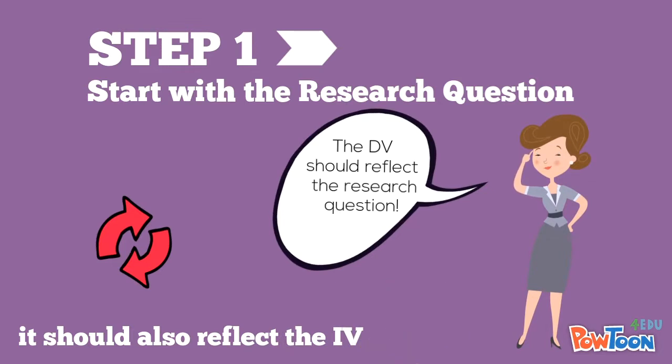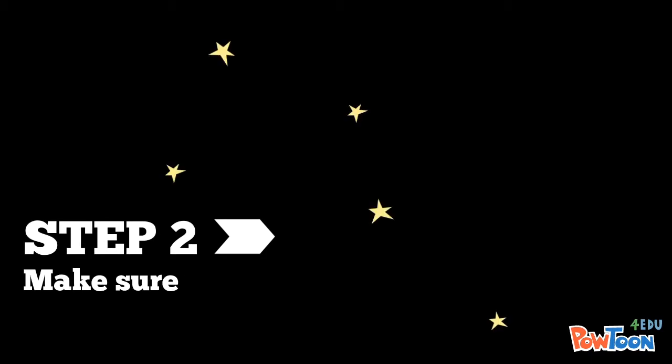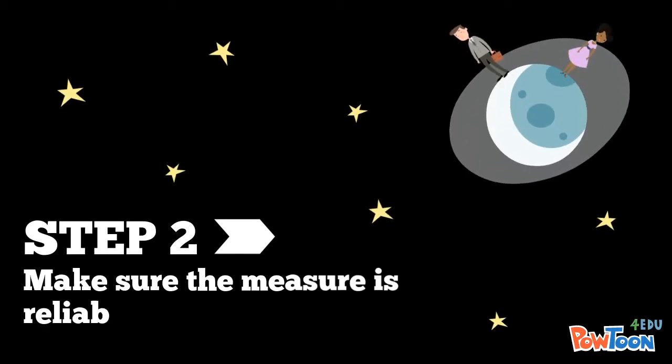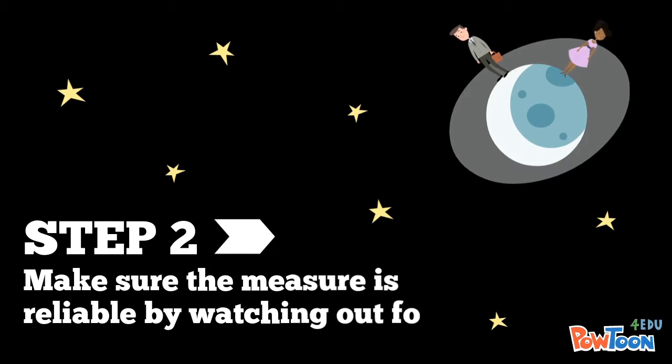It's important to remember that the DV is meant to measure the effect of the independent variable, so it should reflect that as well. If an experiment has unaccounted for errors, the results could be uninformative at best, but it could be misleading or completely erroneous. Here are some common errors to watch out for.